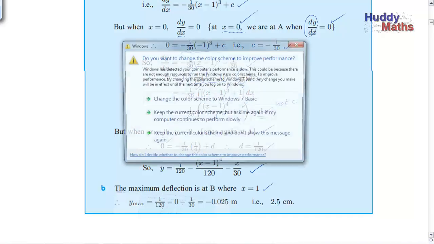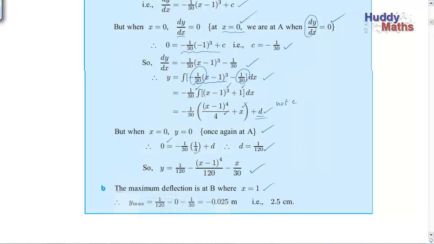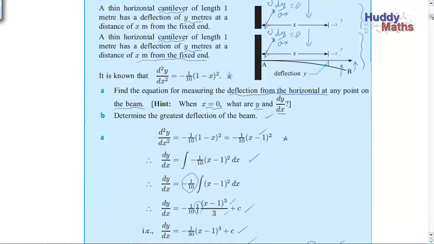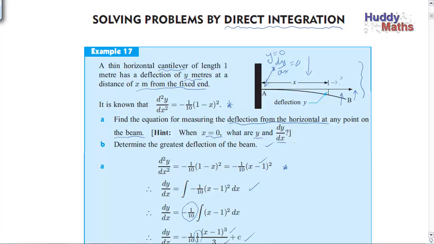Now, let's have a look there. The y max, therefore, is subbing x as 1 in, and we get this, it'll be 0.025 metres if you work that out, and you can then change that more practically to centimetres. Okay, so we've got that maximum deflection at B. Let's have a look back up here at what that would mean. Determine the greatest deflection out at B here. How far is that? That's 2.5 centimetres.